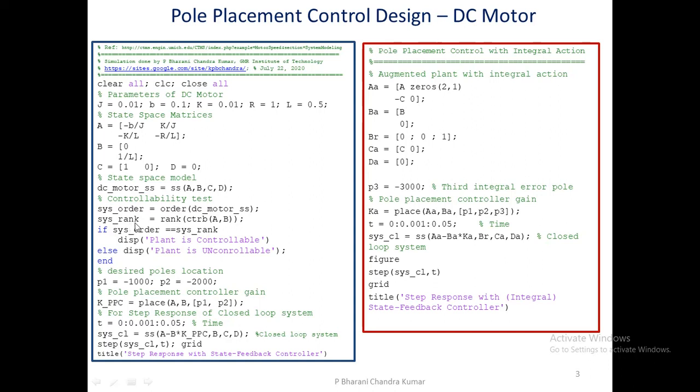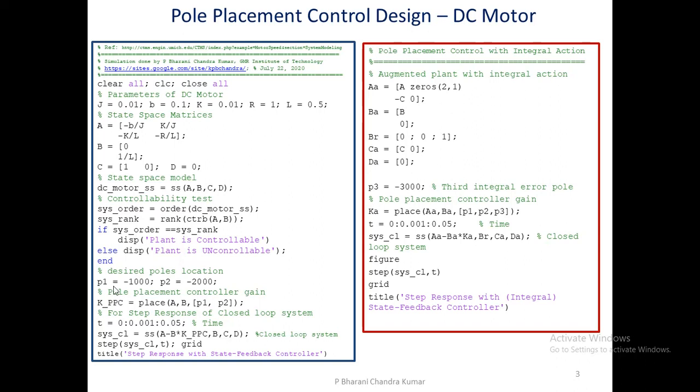So this is the system order, and the system rank of CTRB, the controllability matrix. For the controllability matrix, A and B are required. If the system order equals the system rank, that means if the rank of this controllability matrix equals 2, then I can say that the plant is controllable, otherwise the plant is uncontrollable. If I run this, the plant is controllable in our case.